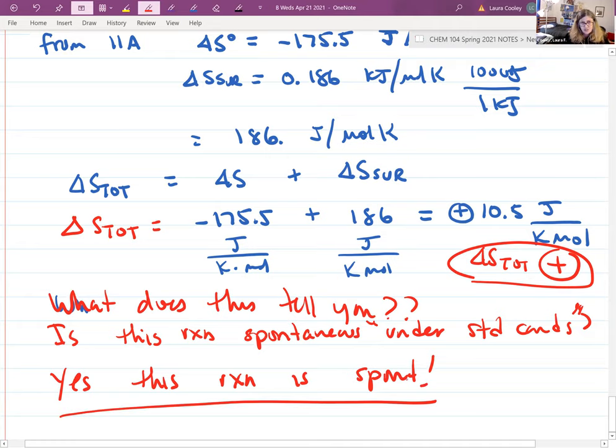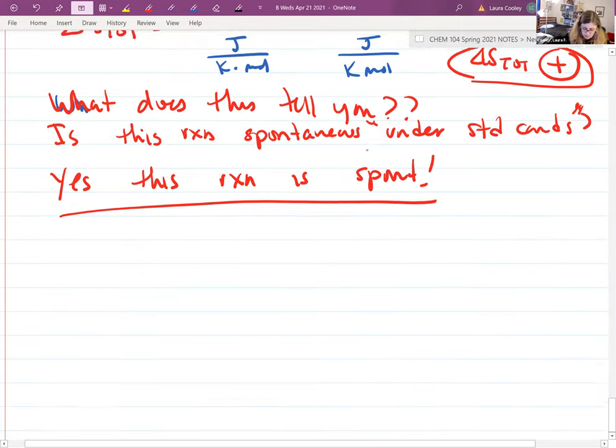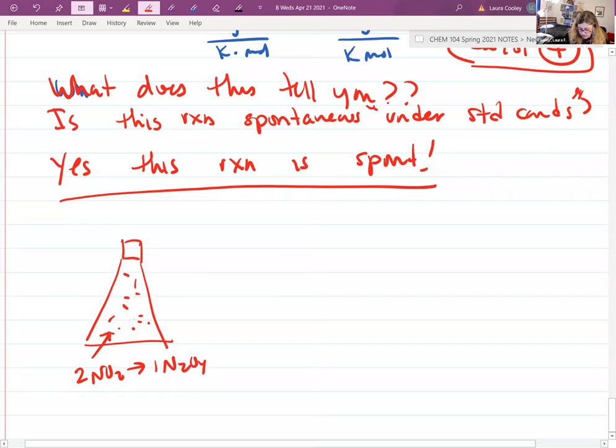And actually in this reaction, the delta S of the system is negative. So in some sense, we're creating order in the system. Why are we able to do this? We're able to do this because a lot of heat is coming out of the system. So if this reaction is occurring in this flask, here's your flask, and you've got the reaction happening in here. You've got your two NO2s forming one N2O4. It's not a liquid. It's a bunch of gas molecules, okay? That's what's going on in here.